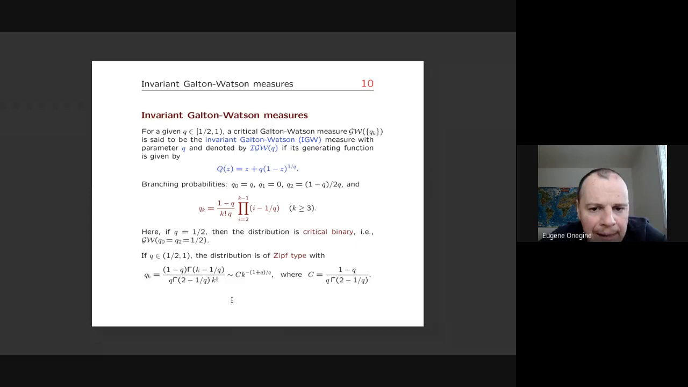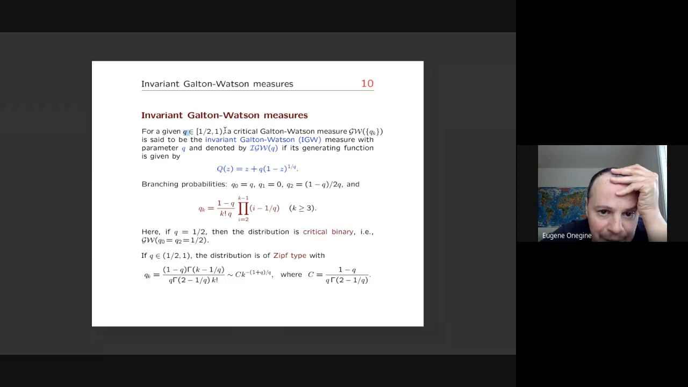Now let me introduce a single parameter class of Galton-Watson measures that we call invariant Galton-Watson measures, and we have very good reason to call them so, because the multitude of affinities and self-similarities about these measures is just incredible. So for a given value Q, define invariant Galton-Watson measures as Galton-Watson measures with a generating function Q of Z given here. Very simple formula for the generating function. Notice that parameter Q has to be between 1/2 and 1.